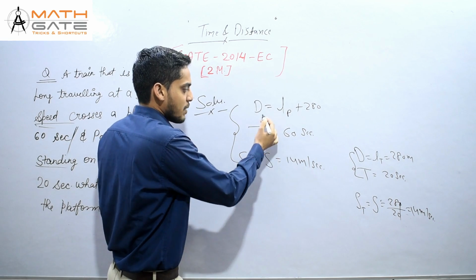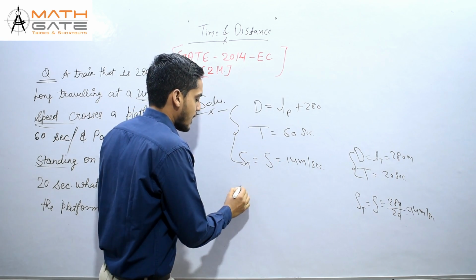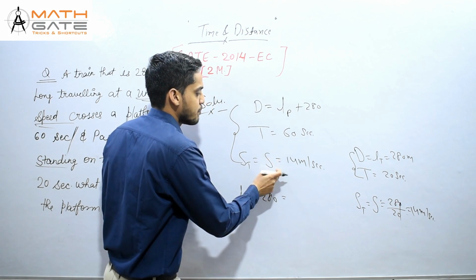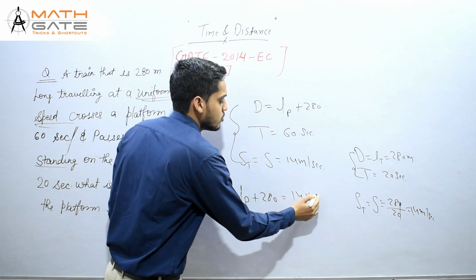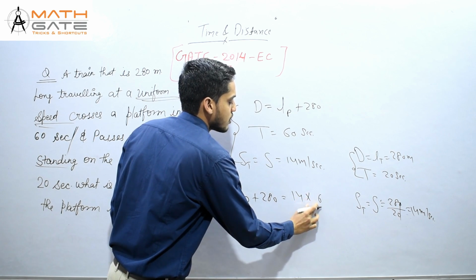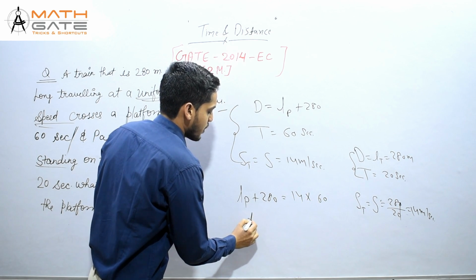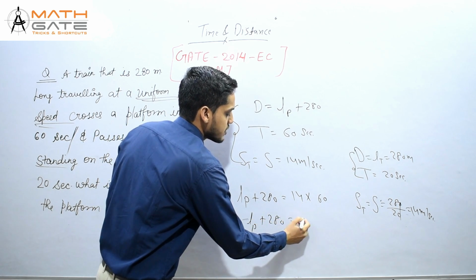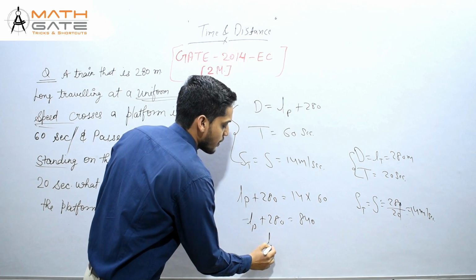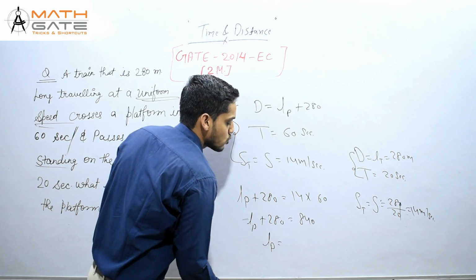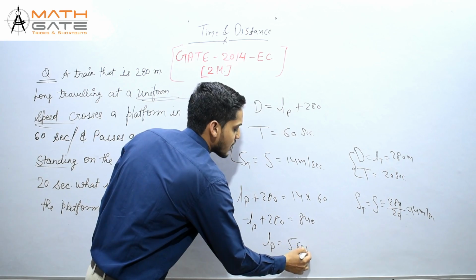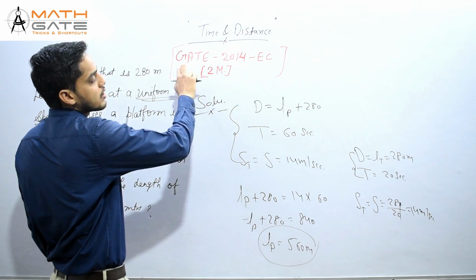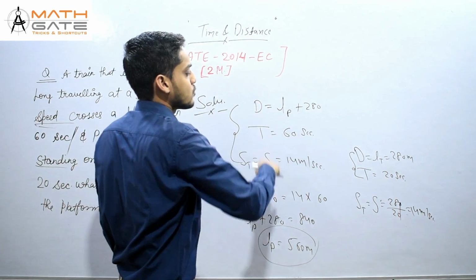So I can apply here distance equals speed into time: length of platform plus 280 meter equals 14 into 60. Length of platform plus 280 meter equals 14 sixes are 840, and the length of platform equals 840 minus 280, which is 560 meter. And it is a GATE question for 2 marks in the year GATE 2014, and the branch was EC.